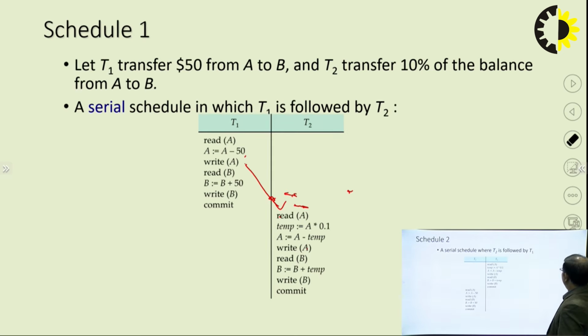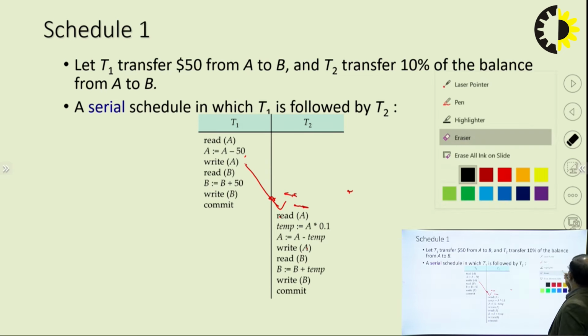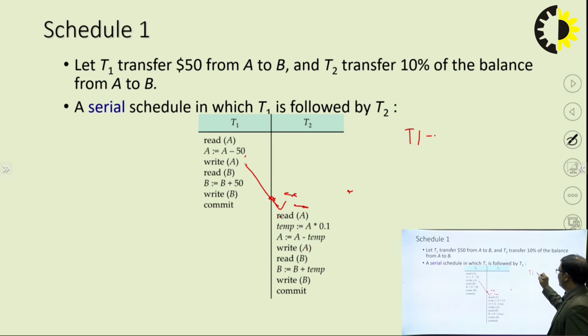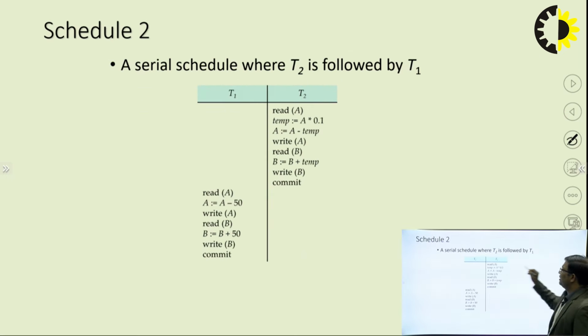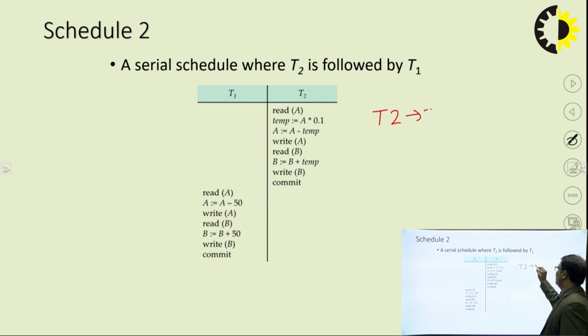In the previous schedule, we have seen that the T1 transaction executes first and then the T2 transaction executes and finishes. So the order is T1 and then T2. In this schedule, T2 starts first, finishes first, and then the T1 transaction begins and finishes. So in this schedule we can say that T2 starts first and then T1. So these two are serial schedules, one by one.